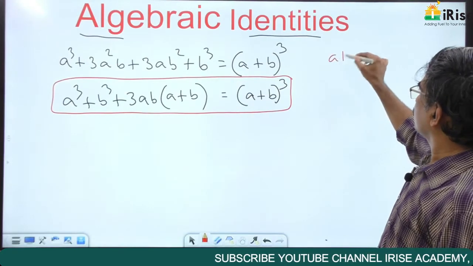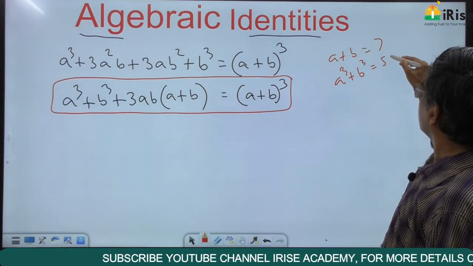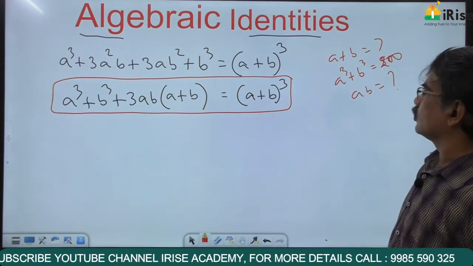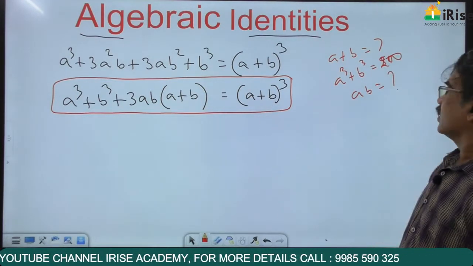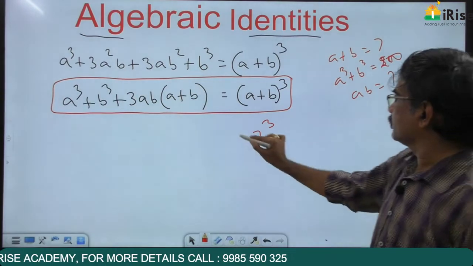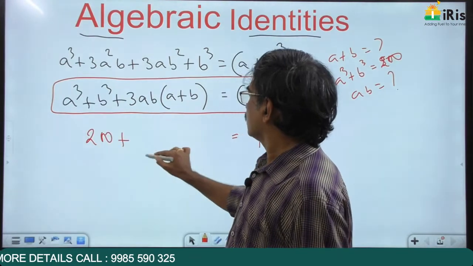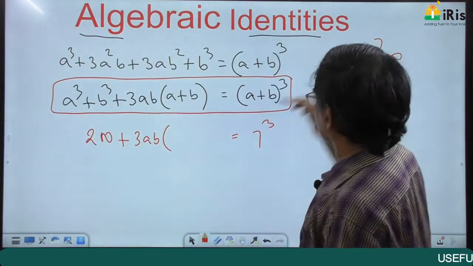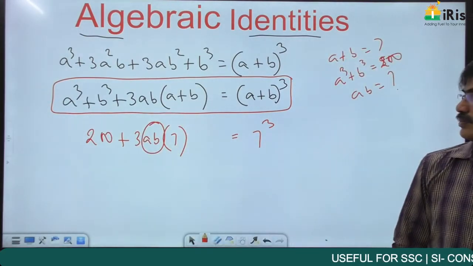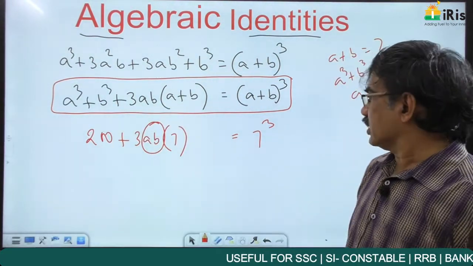Sometimes, if a plus b is equal to 7 and a cube plus b cube is equal to some 200, then what is ab? If this type of question is given, we can use this formula. So this is nothing but 7 cube is equal to a cube plus b cube, which is 200, plus 3ab into a plus b, which is 7. So from this we can easily find the ab value. A plus b whole cube is equal to a cube plus b cube plus 3ab into a plus b.